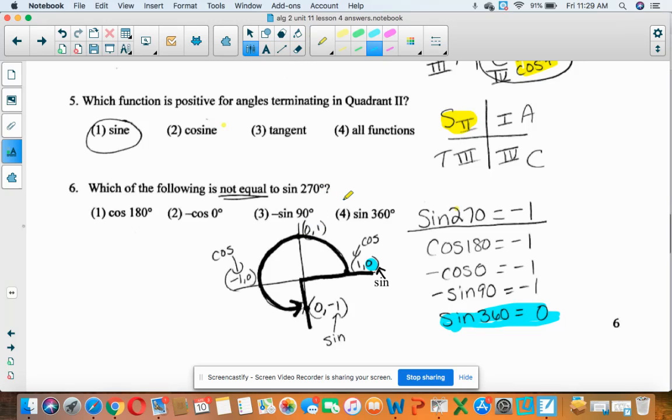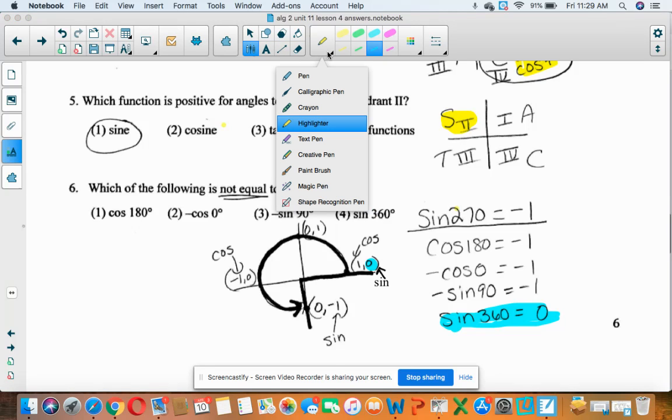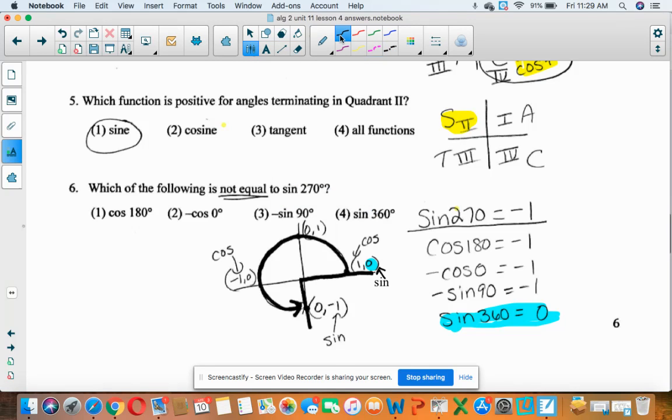The answer is going to be choice 4 right here, the sine of 360. So the sine of 360, let me just write that in. The sine of 360 is going to be my answer. The sine of 360 is right here, and that is equal to 0.